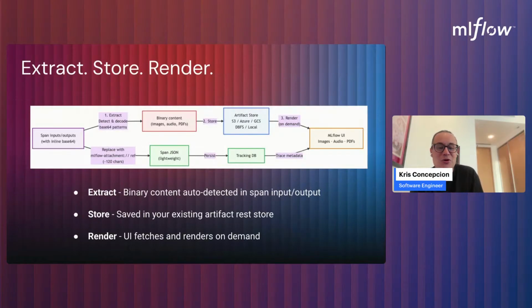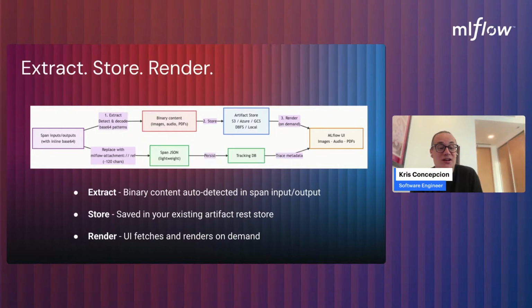The approach to fixing this is relatively straightforward. It's three steps: extract, store, and render. For the extract portion, when a span's input or outputs are set, MLflow will now scan for binary content: data URIs, audio blocks, base64 image output, Anthropic blocks, Gemini inline data, Bedrock images, etc. We recognize all of these patterns automatically. Whatever provider you're using, the binary data just gets pulled out of the JSON.